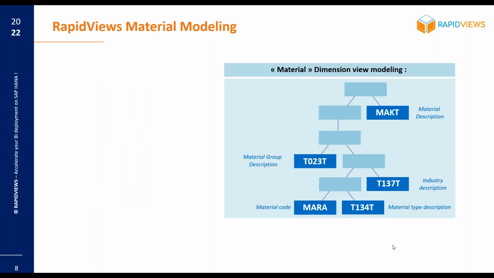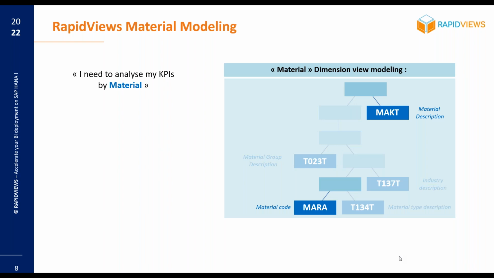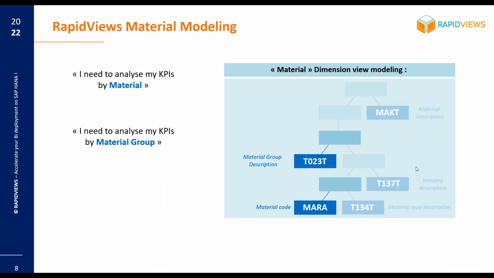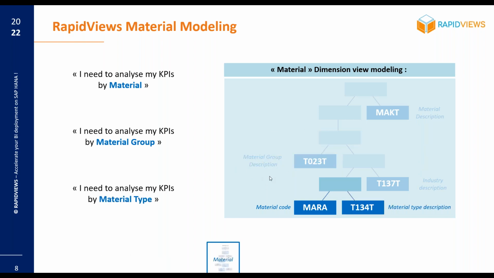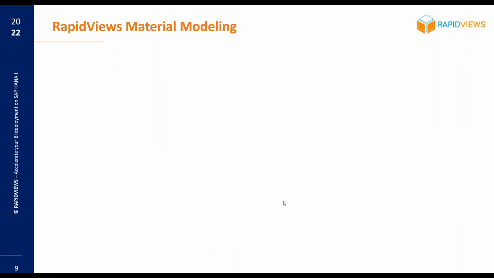For material modeling, which is a dimension view, I need all these tables to analyze my KPIs by material. I need to know that there's a MARA table and the material description. To analyze my KPIs by material group, I need the material group description, and by material type, I need my MARA table and the T134T material type description to build what we call the material dimension view.